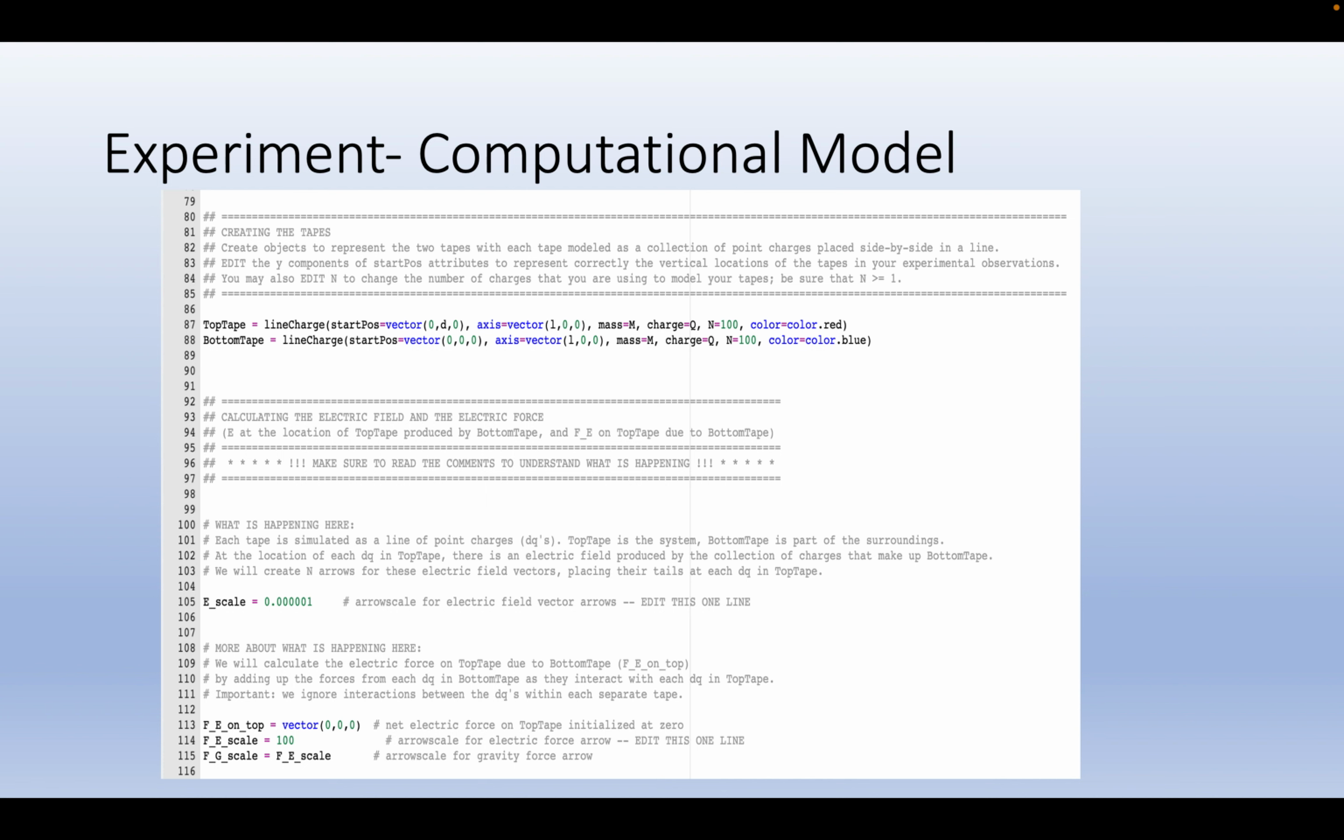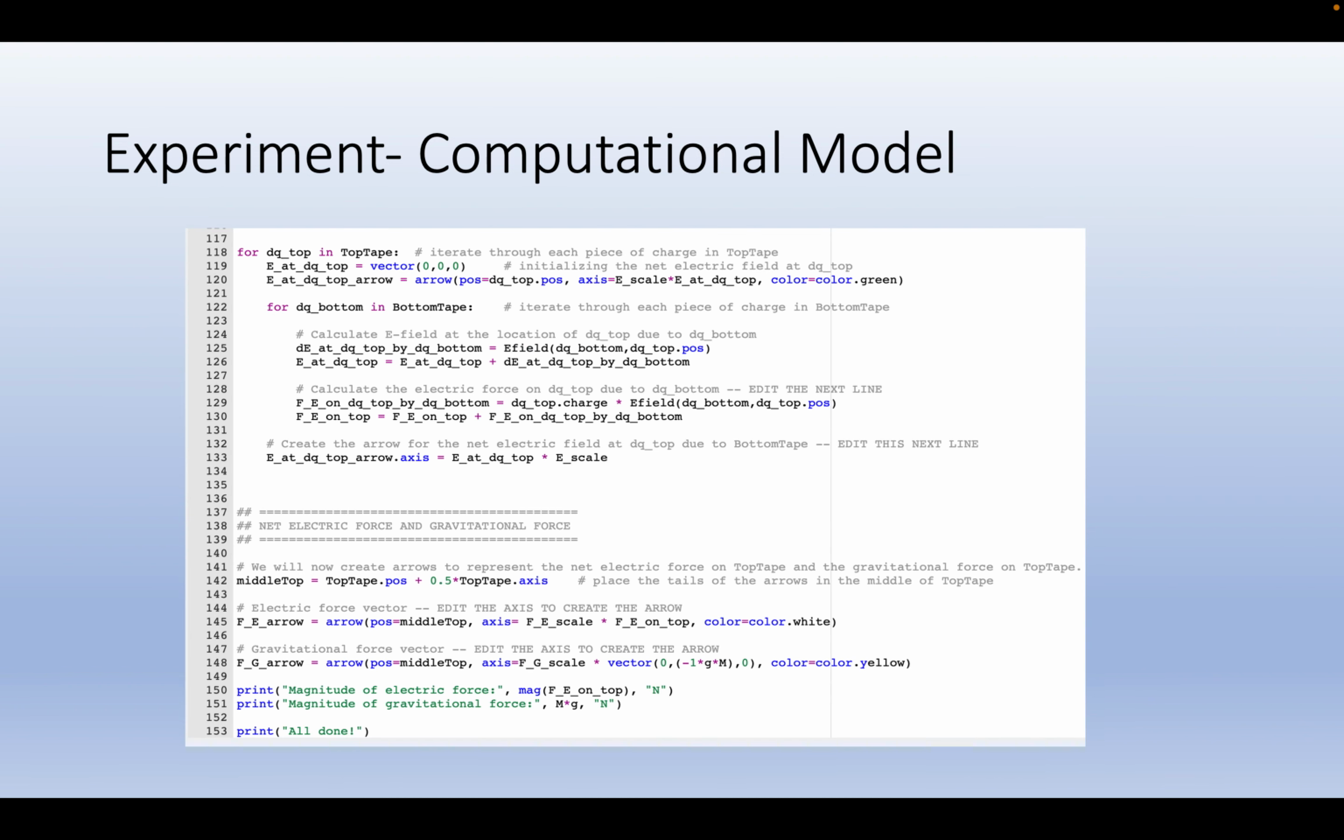Next, we're going to be getting into calculating the actual electric field and electric force. So then at the bottom, we are initializing some of those variables. Finally, here we have our nested for loop, where we're iterating through each piece of the charge on the top tape. And then that's going to loop through. And then at the bottom, we have our arrows, which are going to help with our visualizations. And finally, just our print statements to print our findings for the electric field and force.